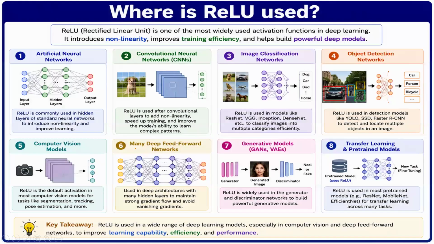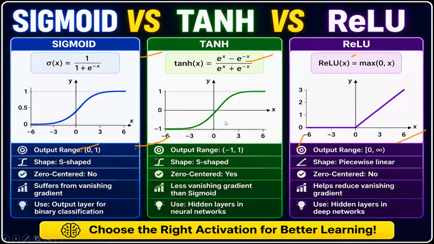Now what are the applications of ReLU? We can use it in ANN, and in convolutional neural networks for image classification, object detection, and computer vision. If the neural network is very deep, then we can use ReLU. Then generative AI models, then transfer learning. So whenever there is any complex situation, we can use ReLU. So ReLU is a very important activation function in deep learning.